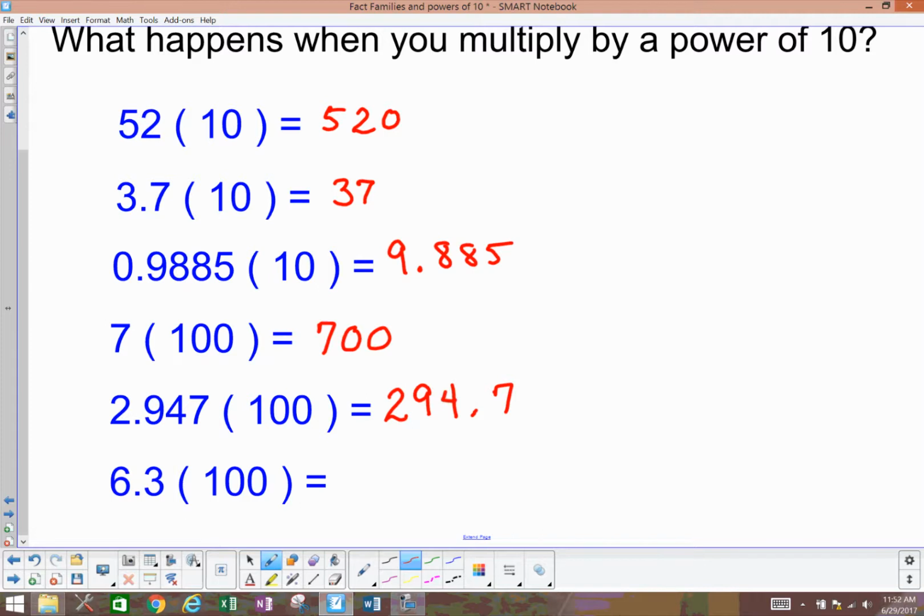6.3. Again, we're going to shift. 6 will go to the hundreds, 3 to the tens. We'll have a 0 in the ones place. So when we're multiplying by powers of 10, we are shifting our place value by the power of the 10.